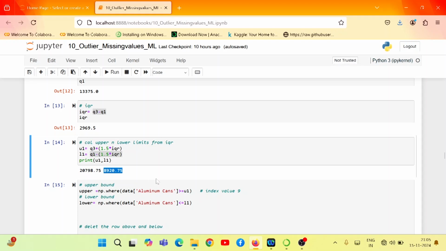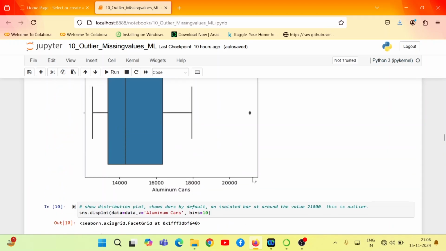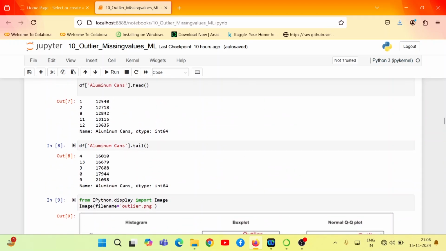When we observe the data set, we may understand that there is only one value above 20,798, and that value is 21,098. It is above this upper limit, the U1 limit. So this value at index number 9 should be treated as an outlier. That is the inference we got after this analysis.